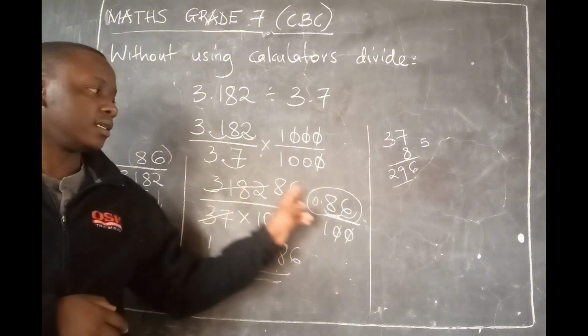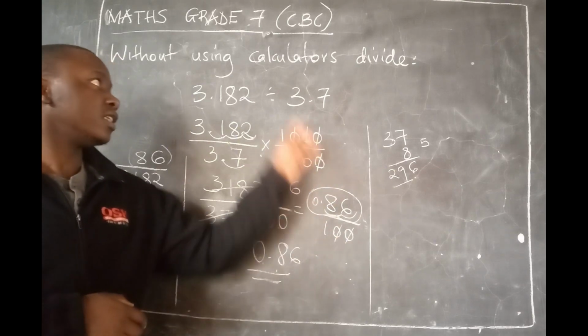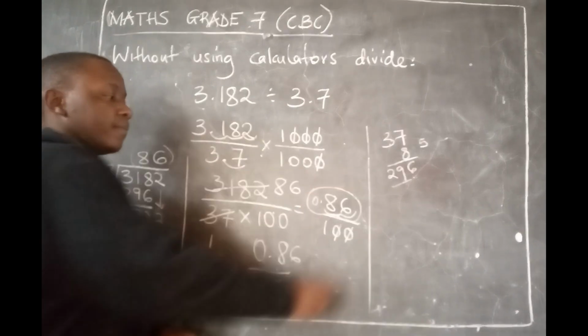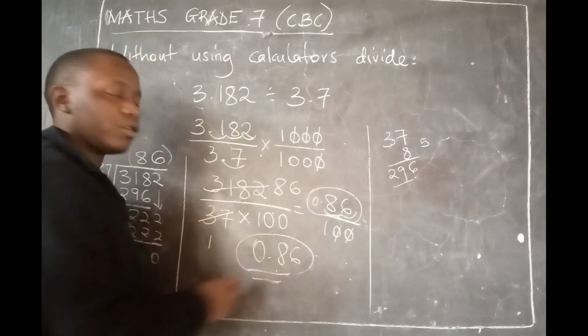Now the answer is 86 over 100. If it is 86 over 100, you change it back to a decimal. So you'll say 1, 2, 1, 2, and the answer remains as 0.86.